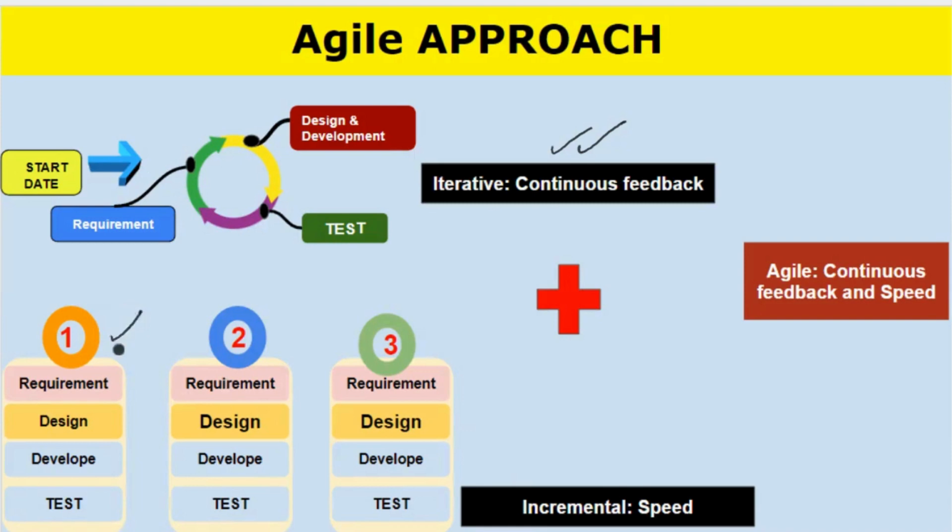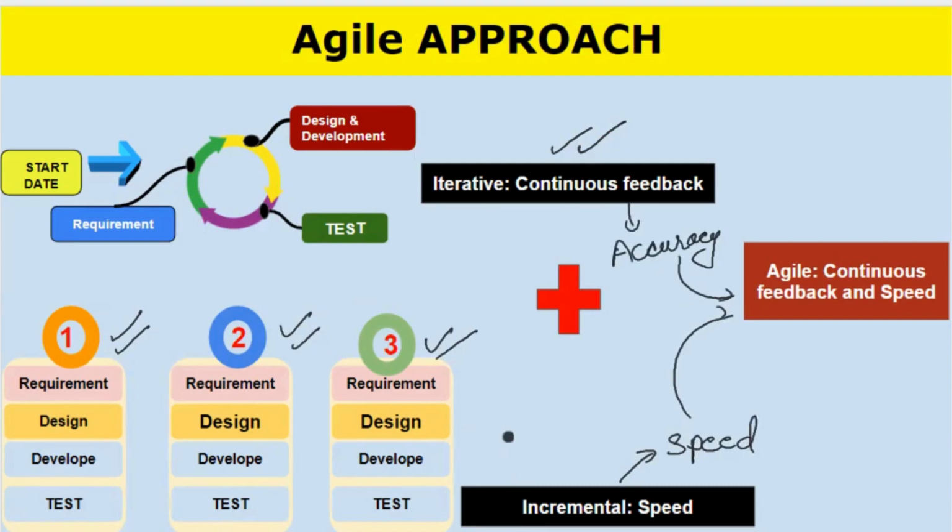So you can see here, we are developing the product in 3 increments, 1, 2, and 3. So incremental focuses on speed and iterative focuses on accuracy. Hence, agile focuses on accuracy plus speed both.